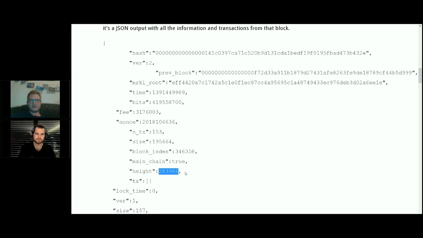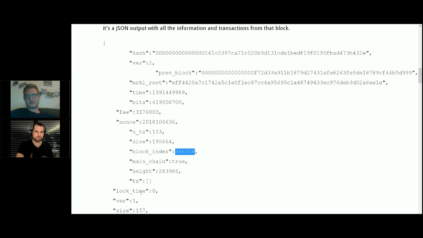Then we have the height. Now I have to think, what was the difference between the block index and the height? I actually thought the height was the block number, and I'm not sure what the block index is. Yeah, I think actually the height is which block we are on right now, and block index is probably including the split chains. Great.